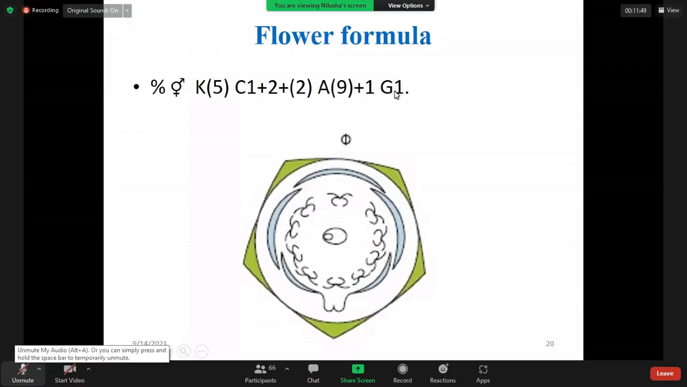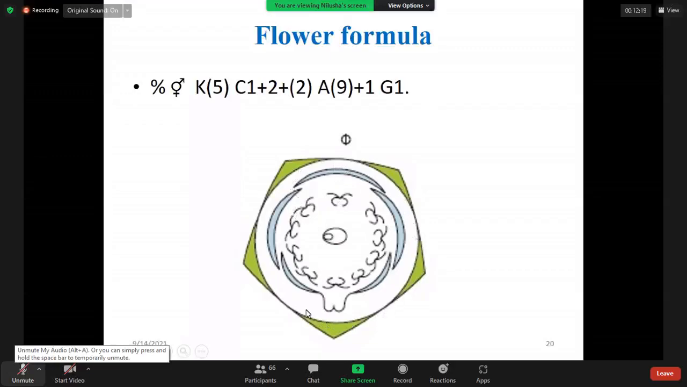Next one is the gynoecium. Here we write G1 because it is monocarpellary, so we write it as 1. Is it clear for all? Yes, ma'am.